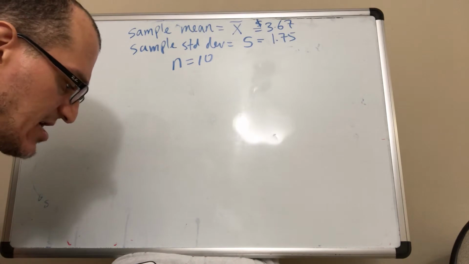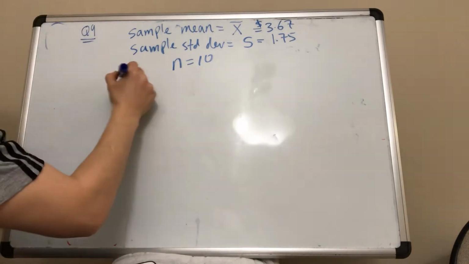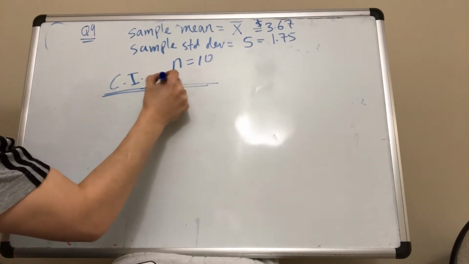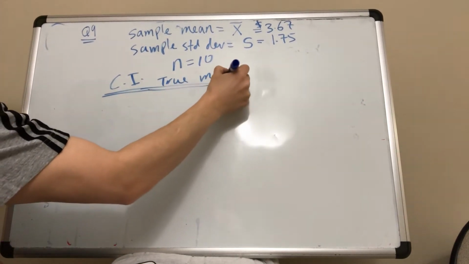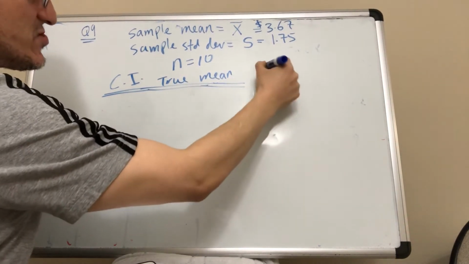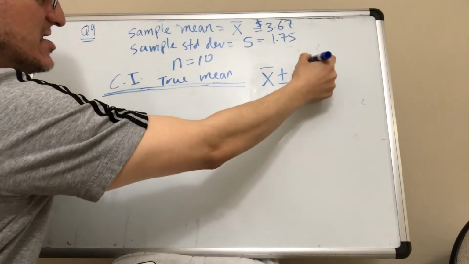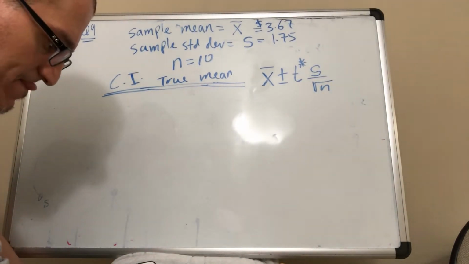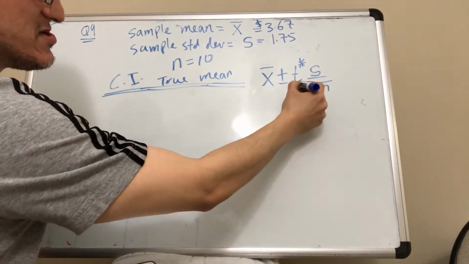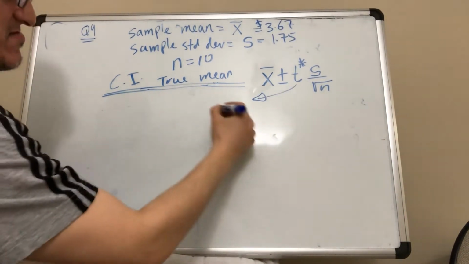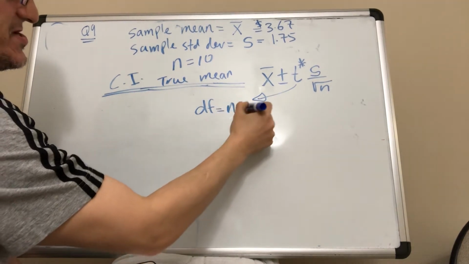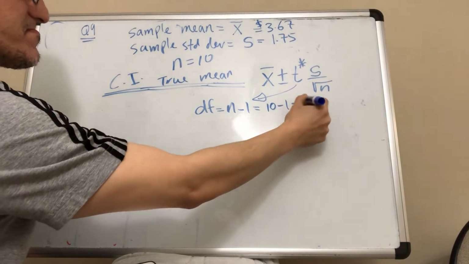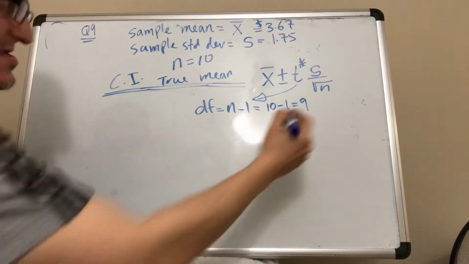They want a 95% confidence interval for the true mean. When you see the key words confidence interval, true mean, you use this formula: X bar plus or minus T star times S over the square root of n. But to do this, you need to figure out what T star is. Degrees of freedom for one sample is n minus 1, and they tell you it's 95%.